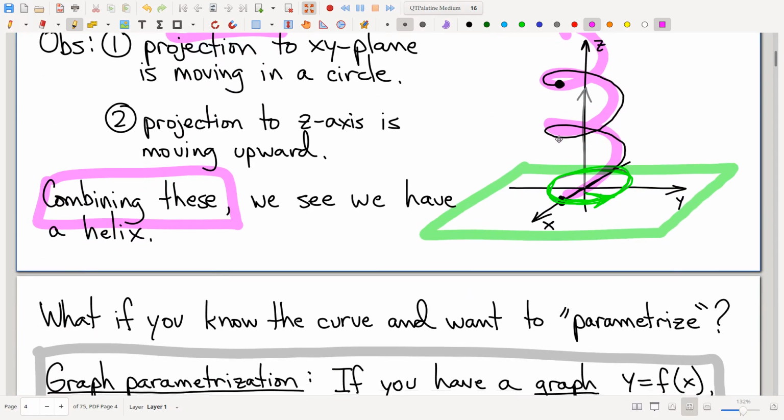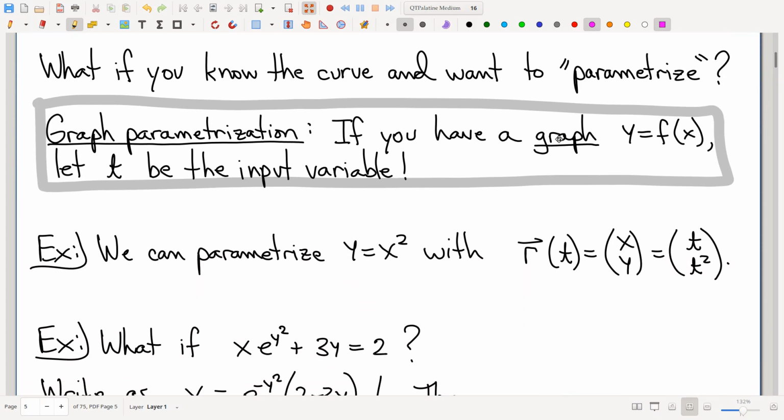Okay. Now, all of these examples I've given you, the parameterization was given, and the question was, what's the curve? I want to turn that around backwards now. Suppose I know the curve, and I want to know how do I create a parameterization. By the way, this is a really important thing to know how to do as well.